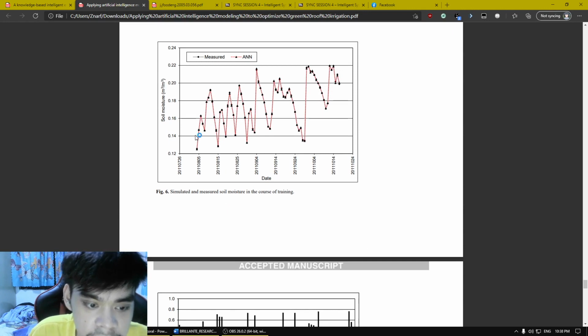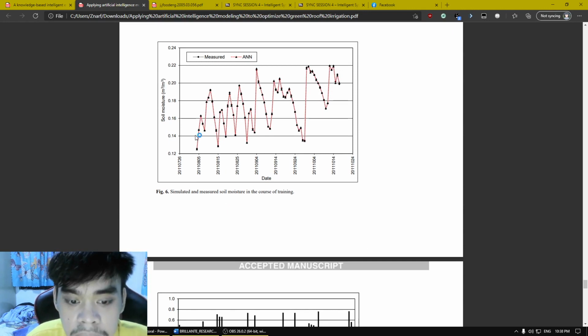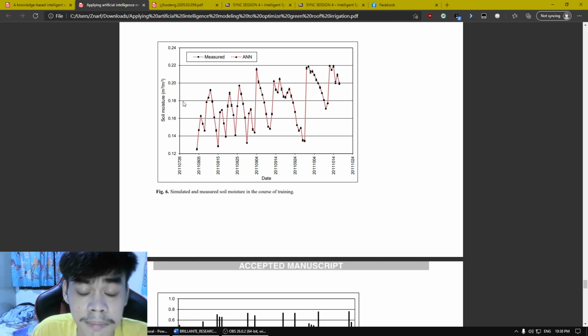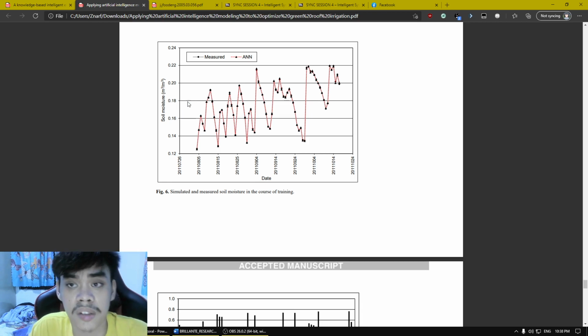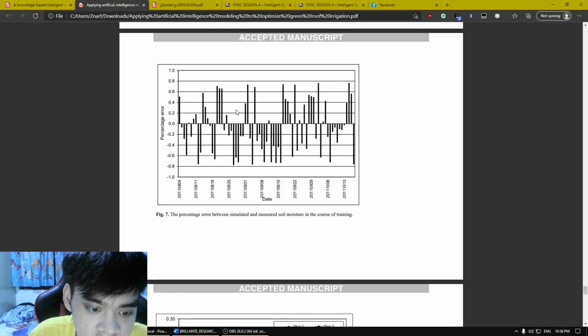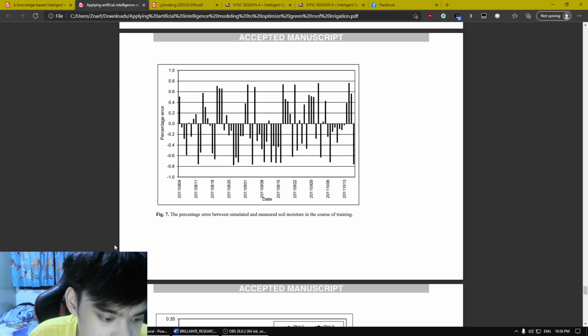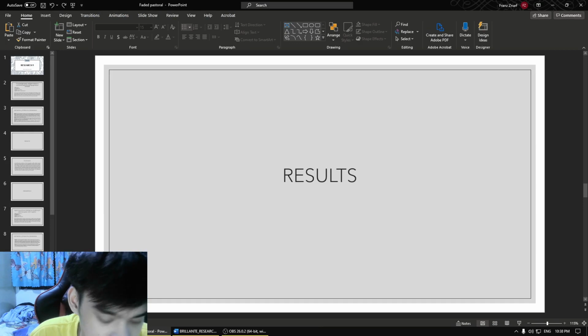And these are the simulated and measured soil moisture in the course of training. So this is the graph for the simulated and measured soil moisture gathered by the ANN, or the artificial neural network. And this is for the percentage error between the simulated and measured soil moisture in the course of the experimentation. So let's go to the next slide.